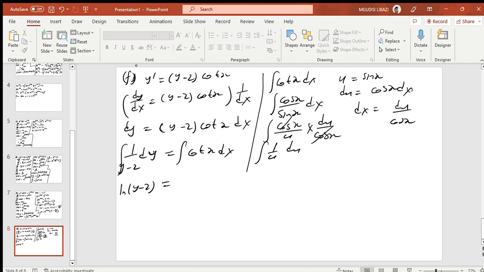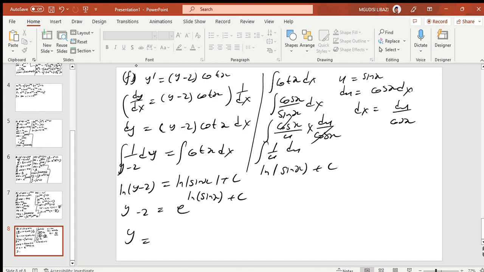So now the integral of 1 over u is the same as natural log of u, and our u is sine of x, and then plus c. So that means here we have natural logarithm of sine of x and then plus c. So you can say now y minus 2 is equal to e raised to natural logarithm of sine of x plus c. So we have y, which is equal to e raised to natural logarithm of sine of x multiplied by e raised to c, plus 2.